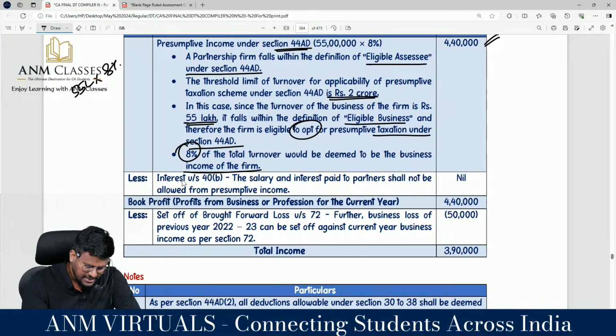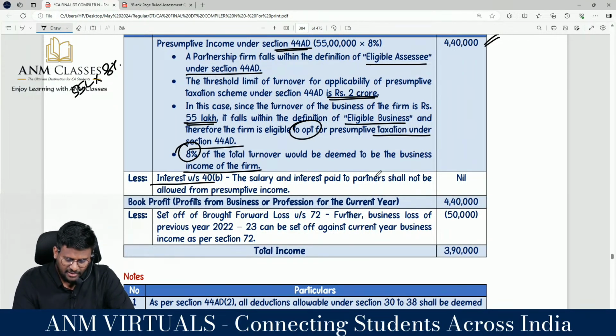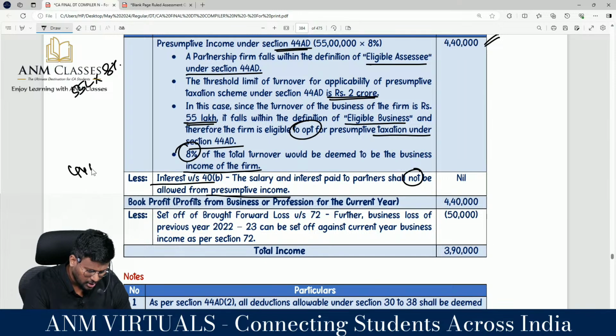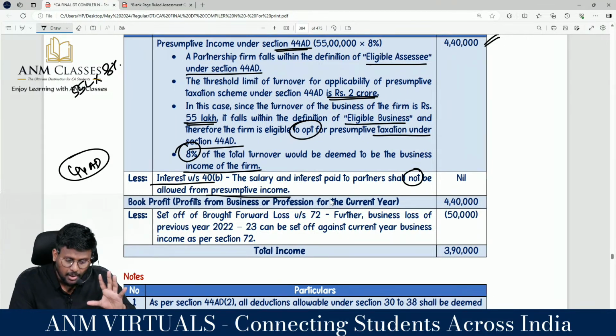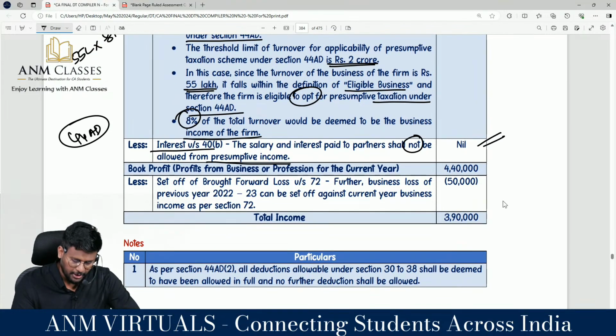Right. Less: interest under section 40B. Salary and interest paid to partner shall not be allowed from the presumptive income. Because what is presumptive taxation under 44AD? Sir, all the deductions under section 30 to 36 or 30 to 38 are deemed to be allowed and 40B will not be applicable for section 44AD. So nothing can be claimed as deduction under 40B.